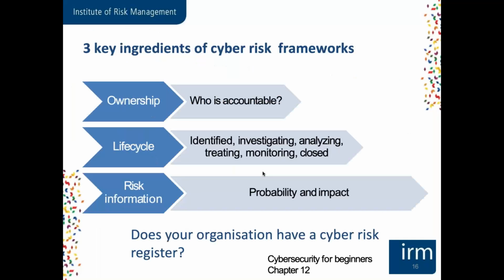Set out here the 3 key ingredients, as they're referred to, of cyber risk frameworks. So thinking about who's accountable, thinking about the life cycle of a risk and how it's dealt with from being identified and then closed off in some way, and how we assess risk information and what we do with it. So again, just giving a little bit of context, does your organisation have a cyber risk register? How's that set up, and so on? And again, I've just put a note on that slide to refer you to the relevant chapter of the course materials, so that it's easy for you guys to reference between one and the other.